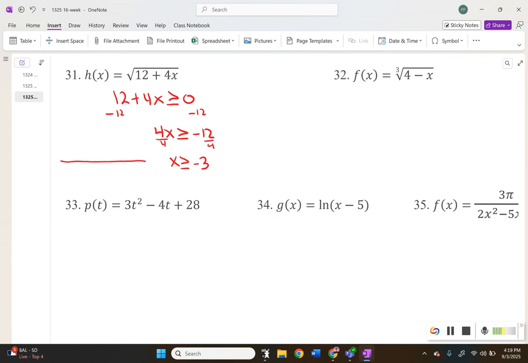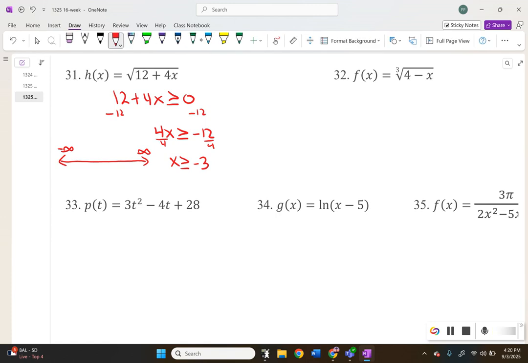So think of an interval from negative infinity to infinity, and we're going to put negative 3 on there. It's pointing in the direction it's going, this way, and it equals. So we're going to have a bracket here. So we're going to have a bracket from negative 3 to infinity. That is where this function is continuous.